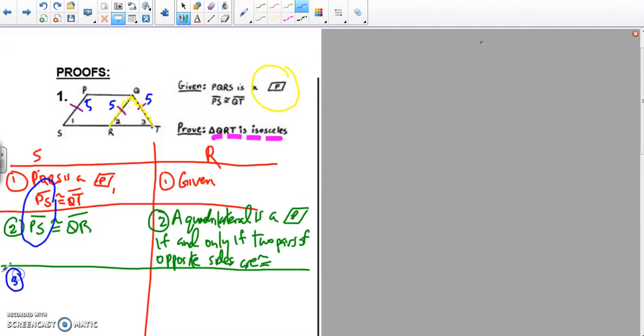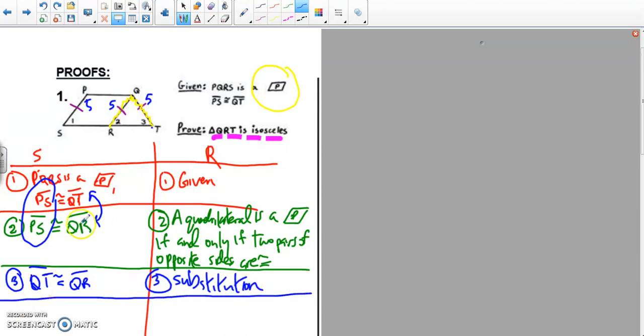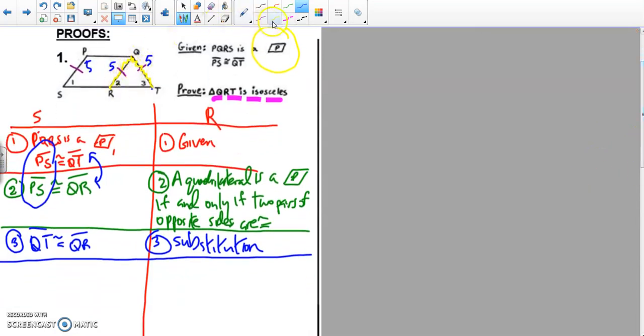And that is our clue that we can use substitution. We can tie these other two pieces together. Since PS is the same as QT, and PS is also the same as QR, that implies those two are the same. So that can be the next step of our proof. We can say QT is congruent to QR through substitution. And thinking back to what we discussed at the beginning, we're done. We actually have everything that we wanted to prove from the outset. Remember, we wanted to prove this was an isosceles triangle.